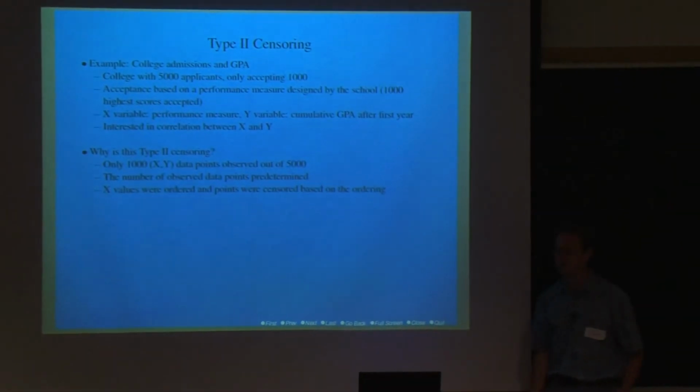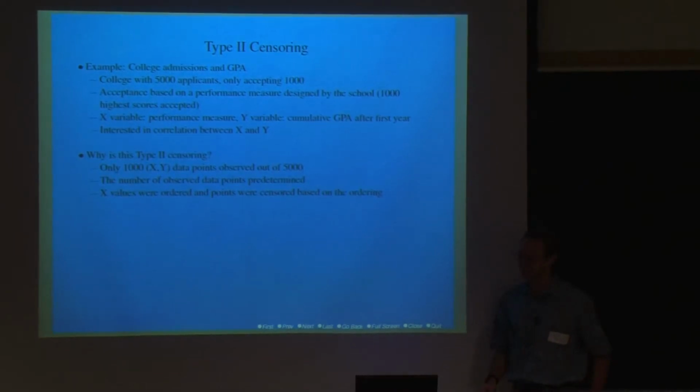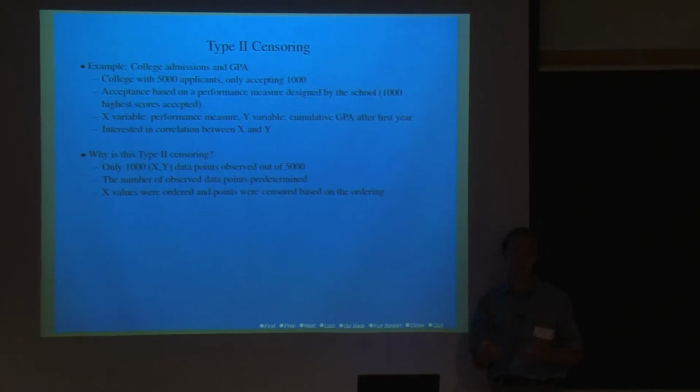Now I'm going to introduce type 2 censoring through another example. Consider a college that has 5,000 freshman applicants, and they're only going to accept 1,000 of them. They're going to base this acceptance on a performance measure that they've designed. The idea is that the top 1,000 scores on this performance measure, those students get in.